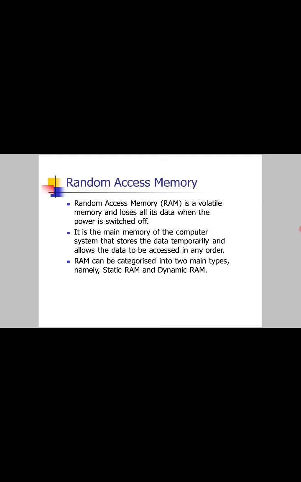The second type of memory is called static memory. Static means a continuous memory. So RAM can be categorized into two types, namely static RAM and dynamic RAM. So we may continue.